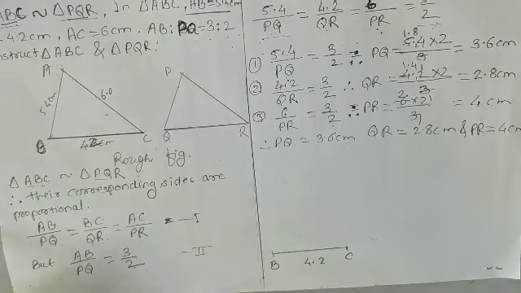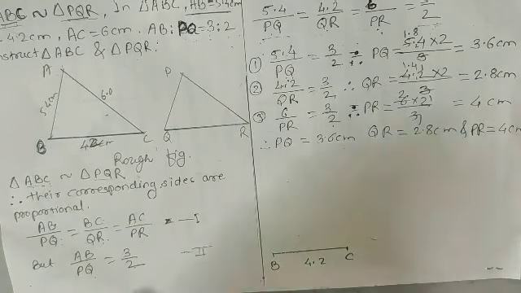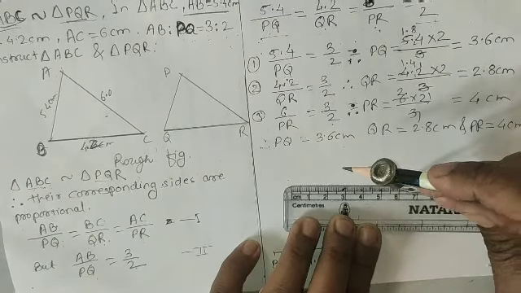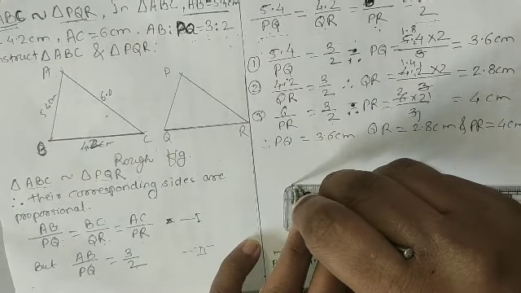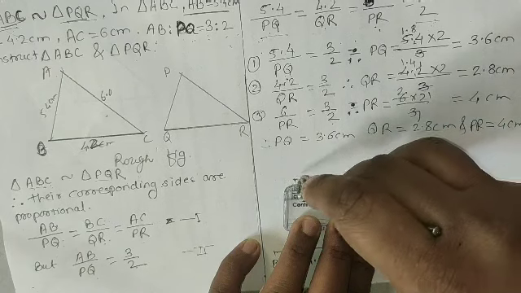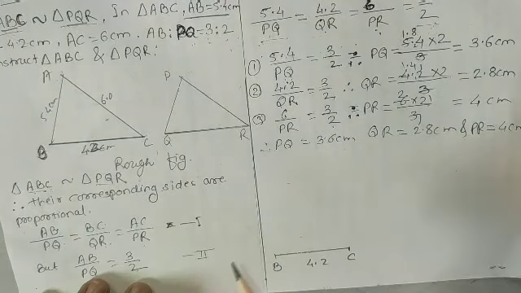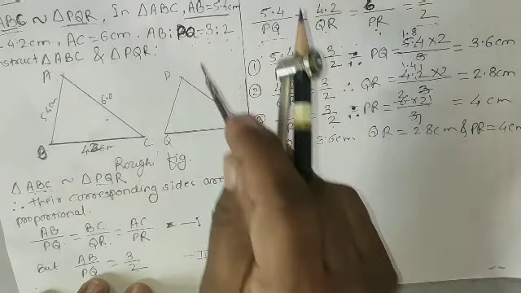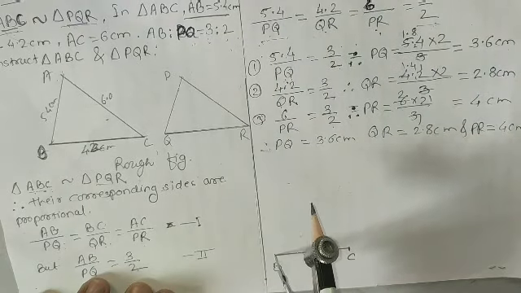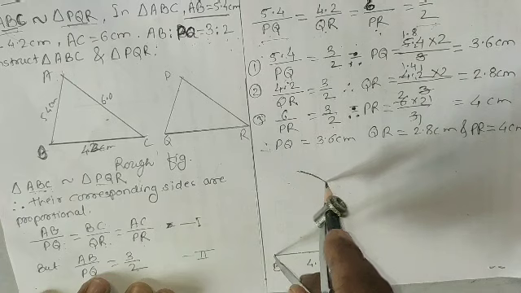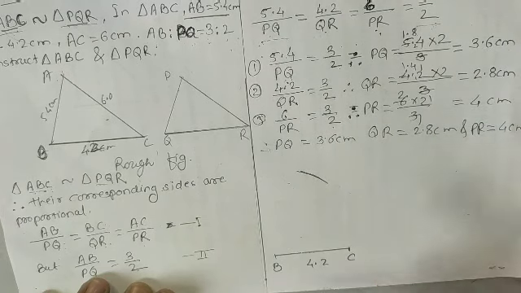Now AB's measure is equal to how much given here? AB is equal to 5.4. So take a scale and take a 5.4 distance in your compass. Now draw it: we have AB equal to 5.4, so at B we have to put the compass metal point and draw the arc. Okay, now here it is our AB 5.4.